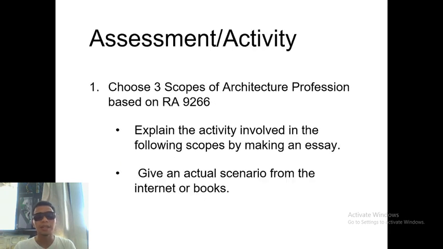So, explain the activity involved in the following scopes by making an essay. So, I'll just give the details kung ano kahaba. Siguro mga 1,000 words siguro. No? Hindi. Ano lang, maikli lang. Mga 100 words. We'll see. And from the internet or from some books, you can kindly give an actual scenario. Maybe some architects who are involved in such practice or such scope of practice of architecture.